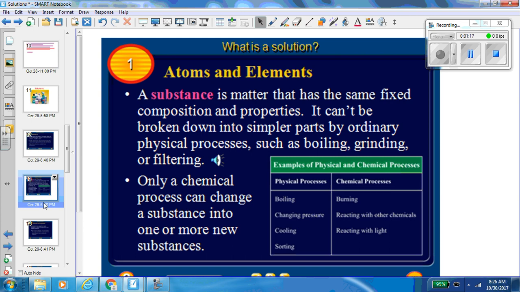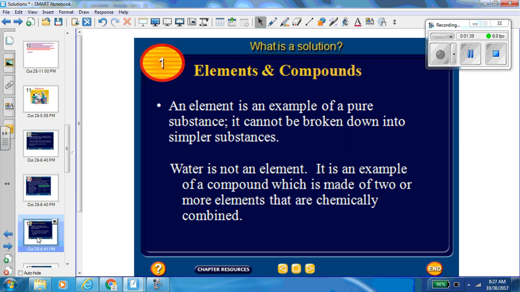In order to break down a substance, it's going to take some type of chemical process. Only a chemical process can change a substance into one or more new substances. And it shows you here in this box some different physical processes and some chemical processes. In order to change or break down a substance, you would have to take that substance through a chemical process. Elements and compounds are examples of what we would call a substance or a pure substance.